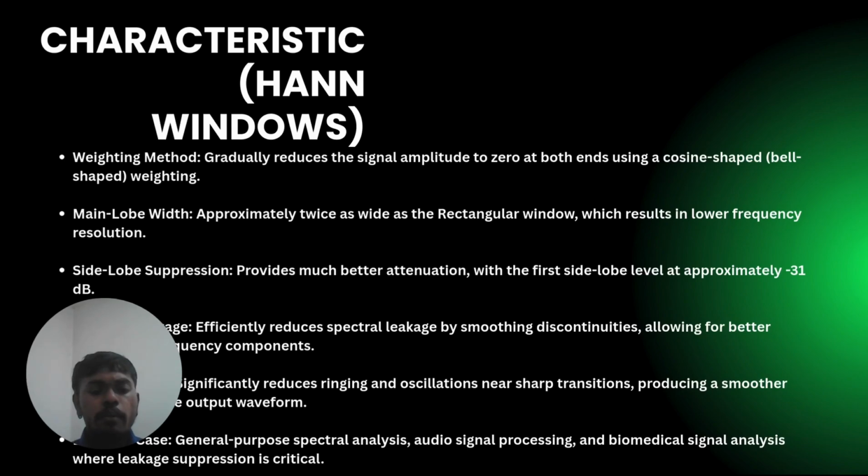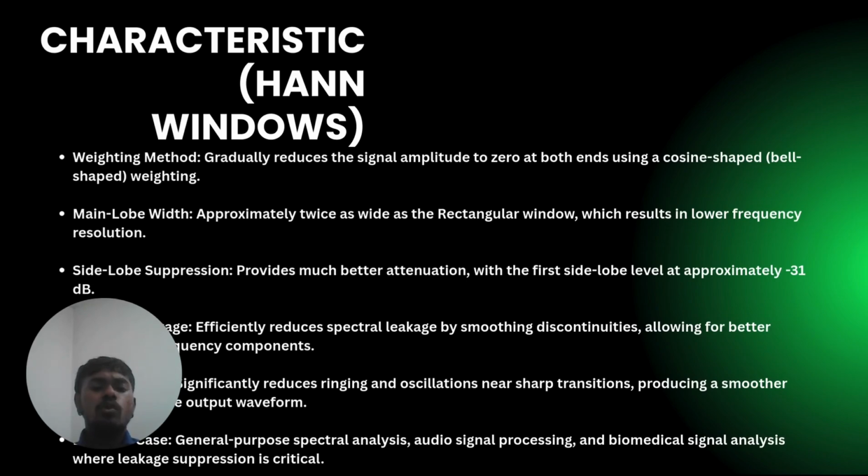When we look at the main lobe width, we see the primary trade-off. It is approximately twice as wide as that of the rectangular window. This means we lose some frequency resolution. We can't see fine details as clearly as we could before.